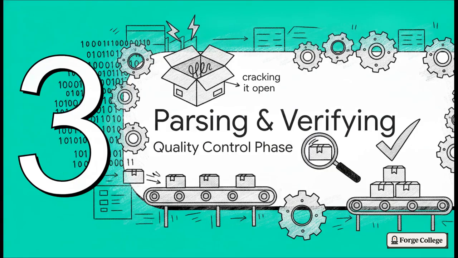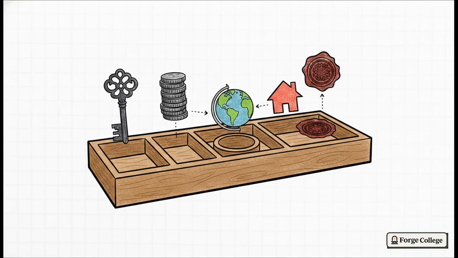Welcome to Section 3, parsing and verifying attestations, the quality control phase. So, an attestation payload just arrived at our factory doors, and we need to crack it open. Inside that JSON payload, we extract these canonical fields: the unique transfer ID, the amount being moved, the origin chain it came from, the destination address on Solana, and finally, the cryptographic signature.